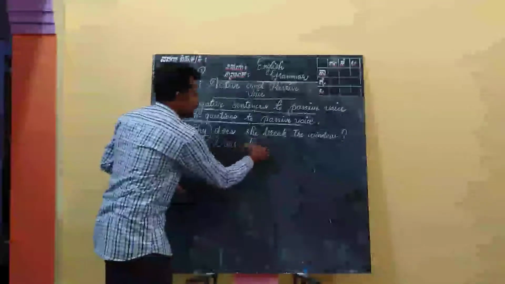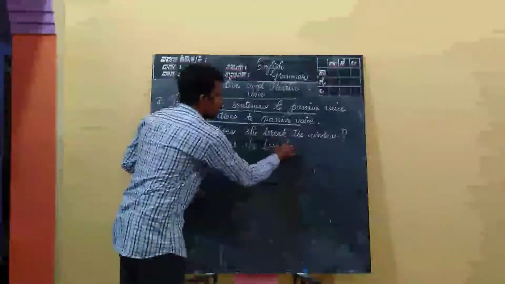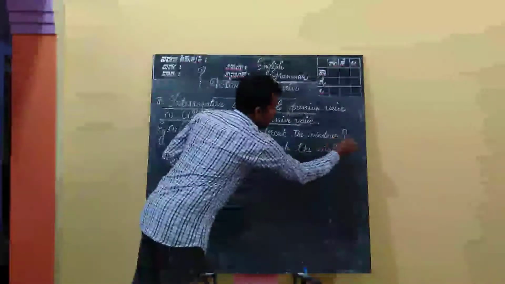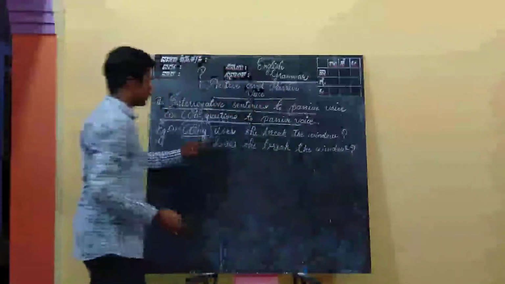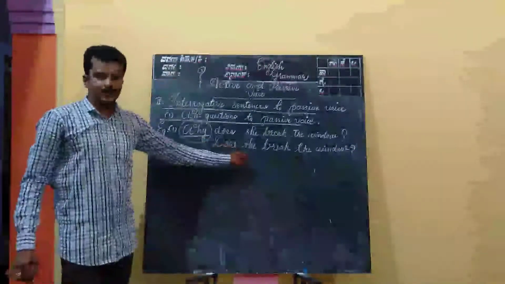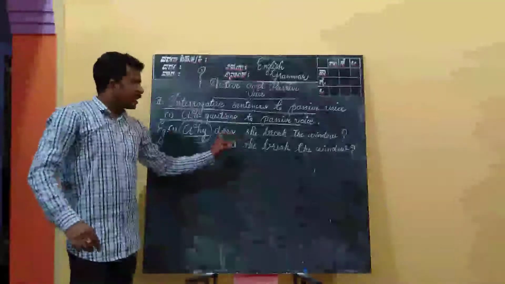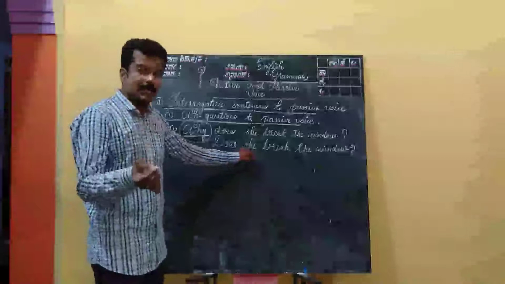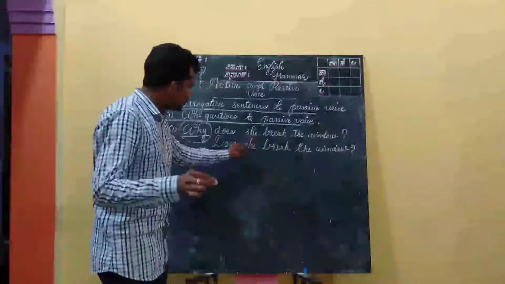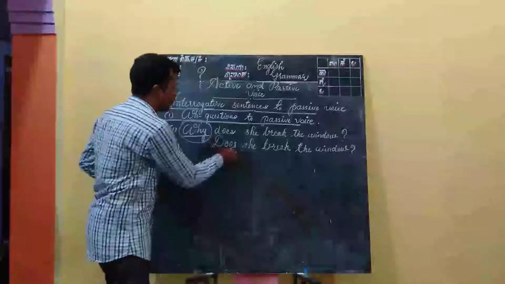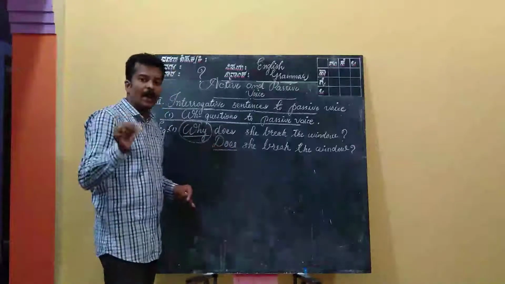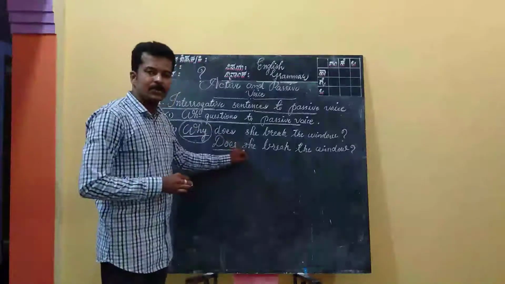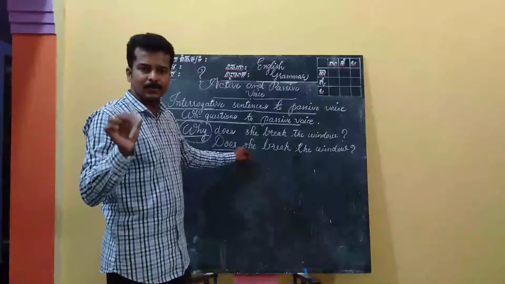Does she break the window? What did I do? I just avoided the WH word, and now it's a rhetoric question. Am I right? And we can change a rhetoric question to an assertive sentence. We can change this rhetoric question because it starts from a helping verb. That is the reason why I said now it's a rhetoric question or yes or no type question.